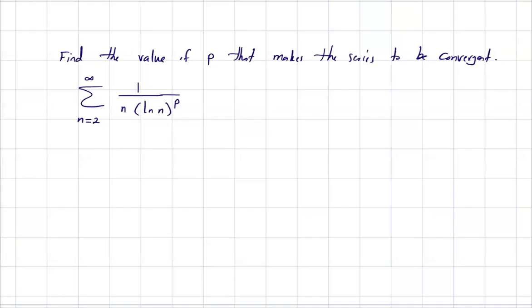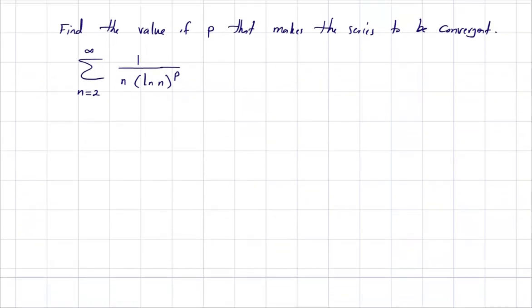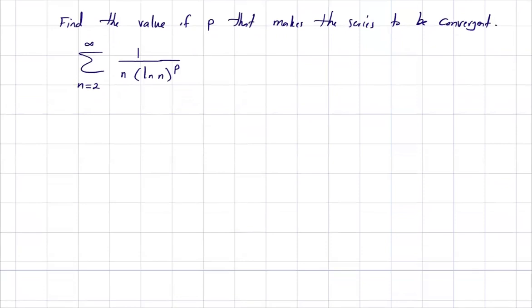We're looking for the value of P that makes the series a convergent series. Here you have the summation of 1 divided by n times ln of n to the power P. Let us apply the integral test.